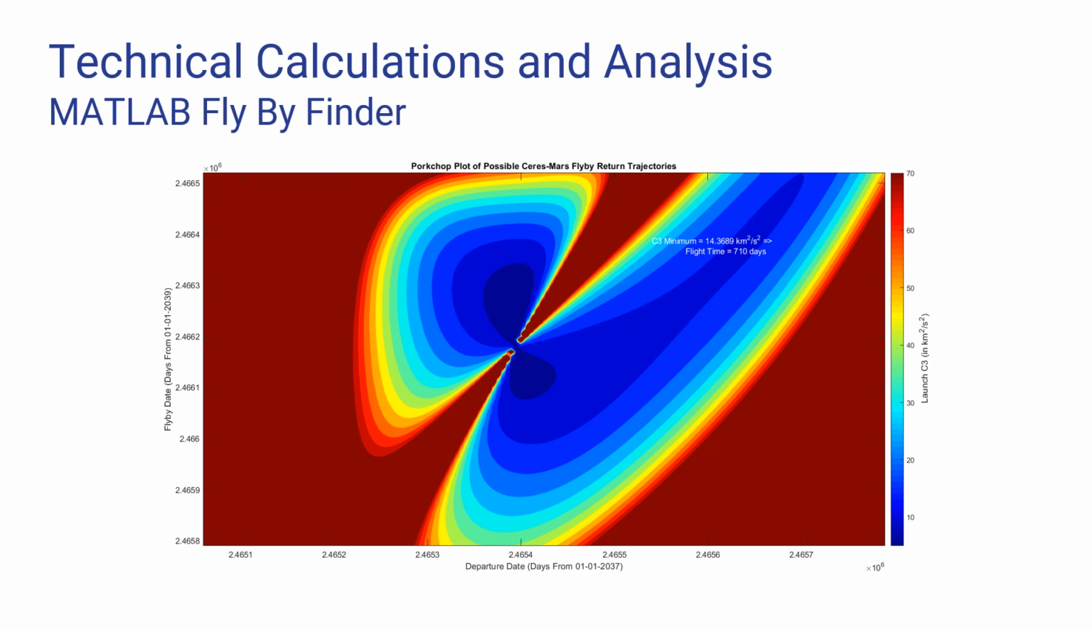From there, a porkchop plot of the Earth-Mars trajectory is generated with the chosen C3 highlighted. This procedure was repeated for the return trajectory, Ceres-Mars-Earth, and another C3 plot was generated. All results were tested against the trajectory optimizer tool to ensure accuracy.